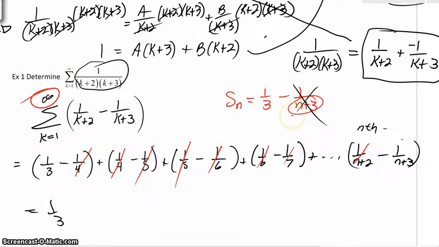Because as n gets super big, that 1 over n plus 3 goes away. So as we go on forever and ever, you're going to get canceling. You're left with that 1/3. This is called a telescoping series.